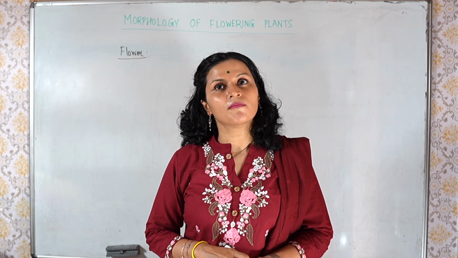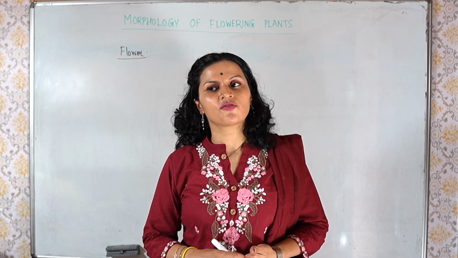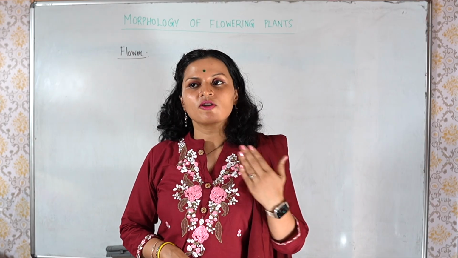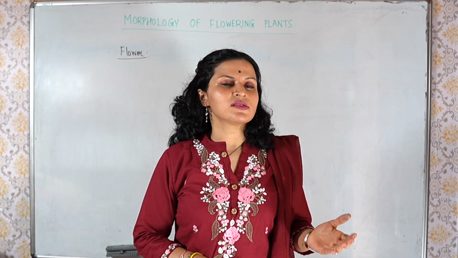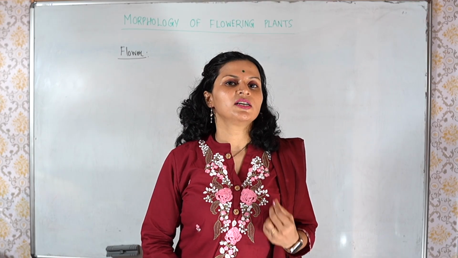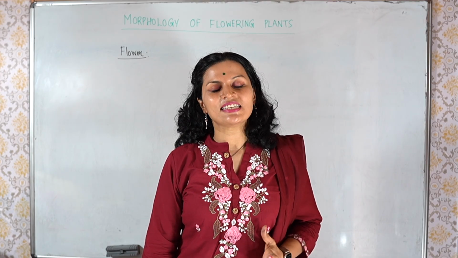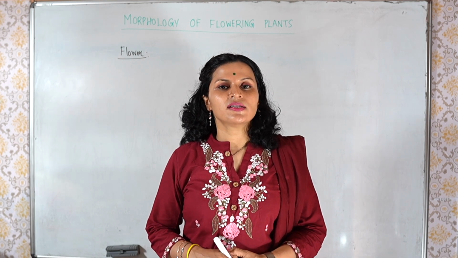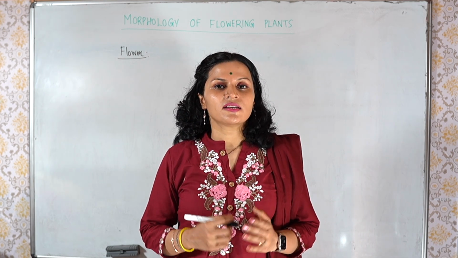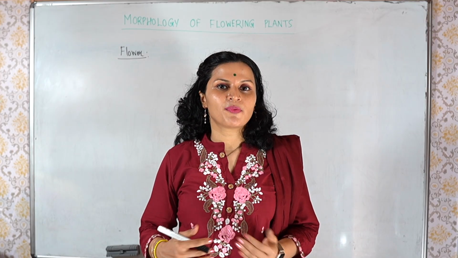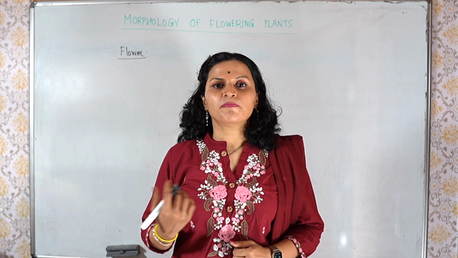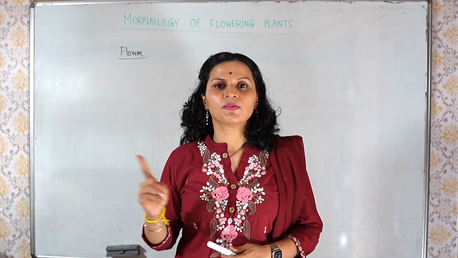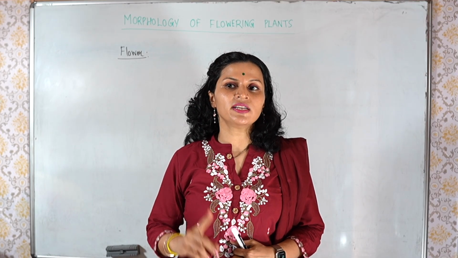Next, based on the number of the individual members of the floral whorls, the flowers are known as trimerous, tetramerous or pentamerous flowers. Trimerous if the floral appendages are in multiples of 3. This is mostly seen in case of monocots like lily. Tetramerous flowers are the ones in which the floral appendages are in multiples of 4. For example, the Brassicaceae family. And pentamerous flowers are the ones in which the floral appendages are in multiples of 5. For example, the Solanaceae family.